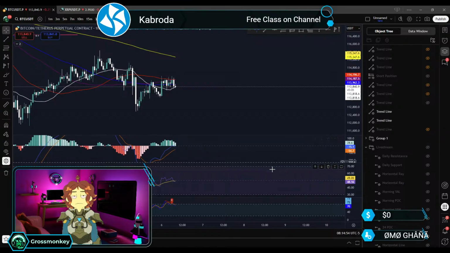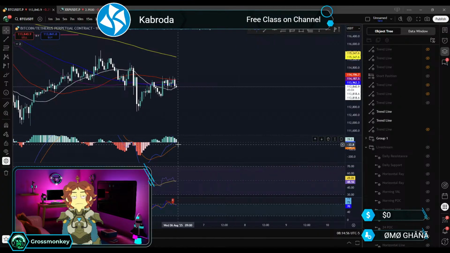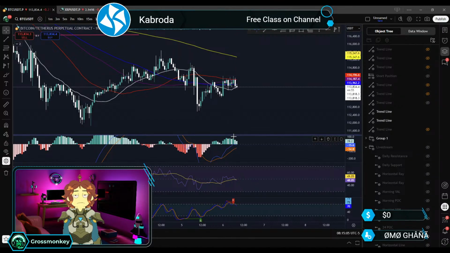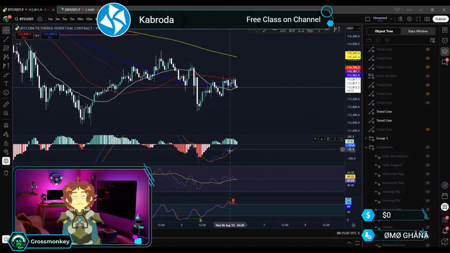Indicator-wise, MACD is currently down, so we got a bearish looking MACD for right now. Technically for right now it is still considered bullish because we are still above the medium line, but as soon as this breaks down and we start to cross that slower moving average, we'll see it turn bearish.